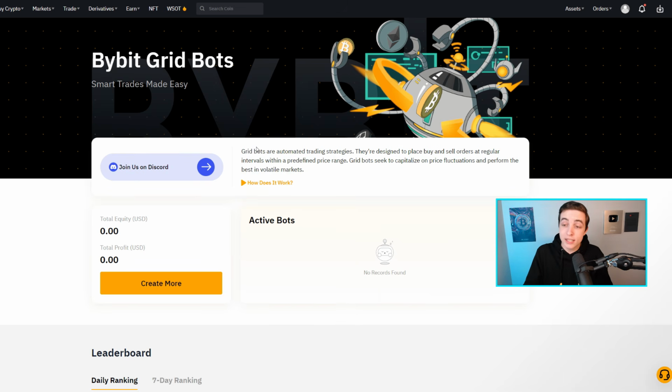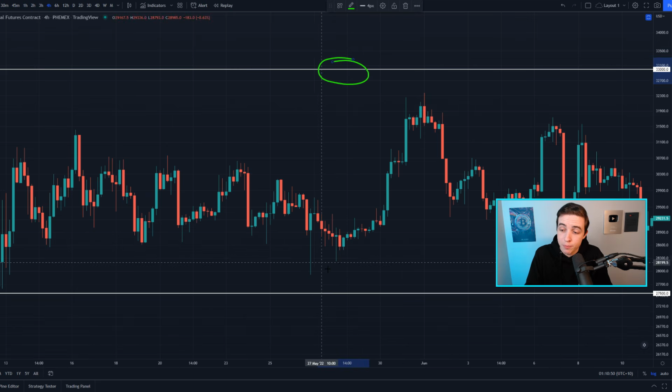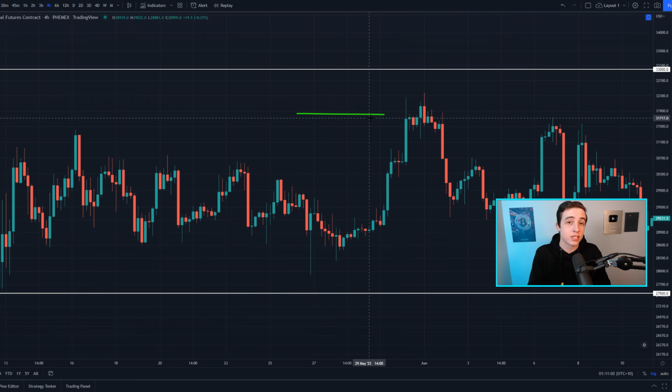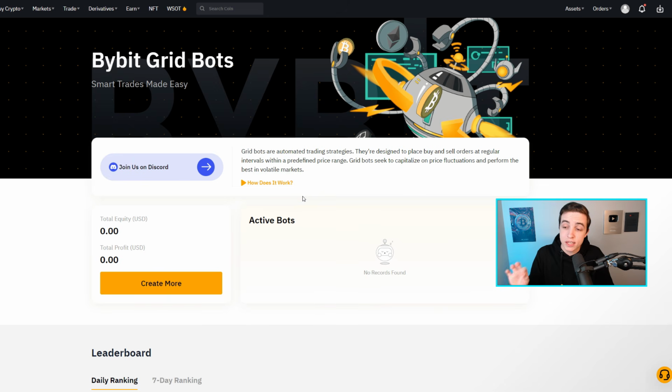But with that being said, you can see right here that grid bots are automated trading strategies that are designed to place buy and sell orders at regular intervals within a predefined price range. So like I was saying back on this chart, you set up a predefined price range, whatever price range you want, and then the grid bot simply carries out a bunch of buy orders and sell orders within that price range. And in just a moment, I'll be showing you exactly how that works, giving you the full run through of the process of creating and closing one of these trading bots.